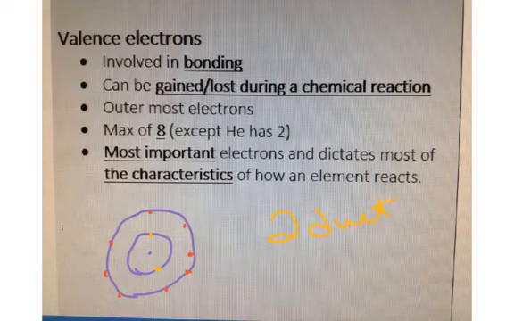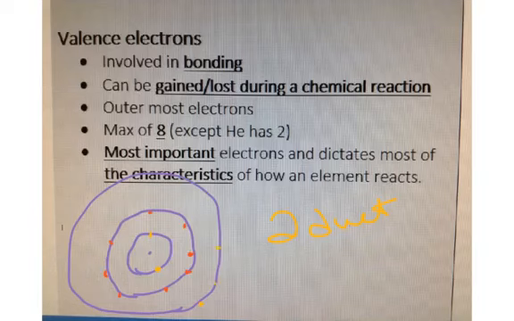After it has 8, you would have to add another energy level, and that too can hold up to 8. Looking at this, the valence electrons are the ones in the outermost energy level. In this particular case, this one has 3 electrons in its outermost energy level, so it would have 3 valence electrons. You kind of ignore the ones in the inside energy levels.